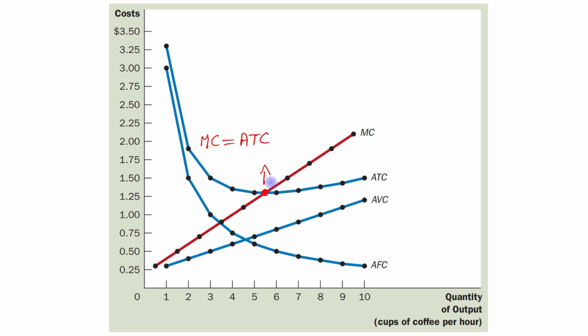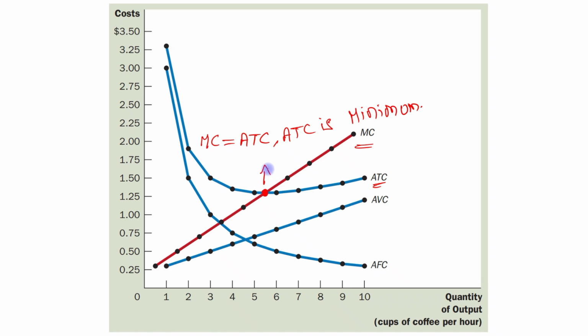आपको पता है कि when two lines intersect each other, अभी जो MC कर्व और ATC कर्व इंटरसेक्ट कर रहे हैं इस पॉइंट पे, so at this point marginal cost will be equal to average total cost, and at this point you can see that ATC is minimum. So the MC curve crosses the average total cost curve at its minimum point. Clear?